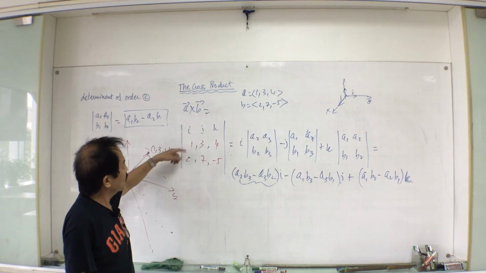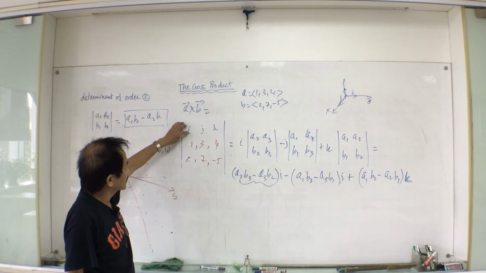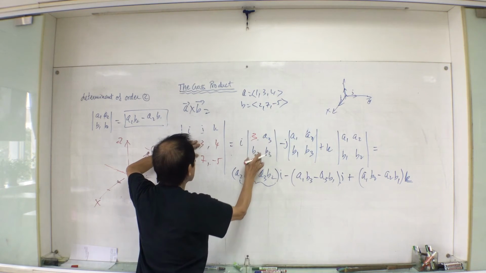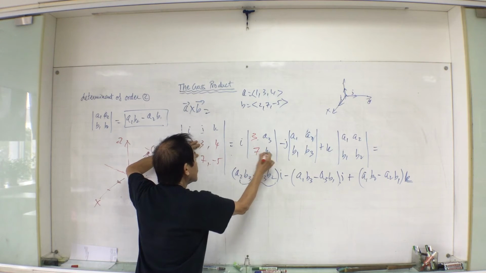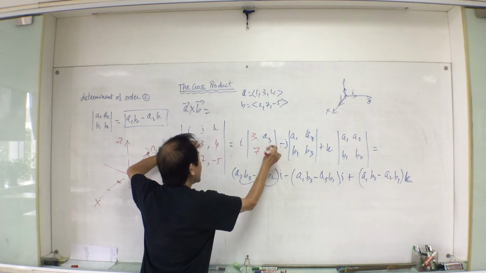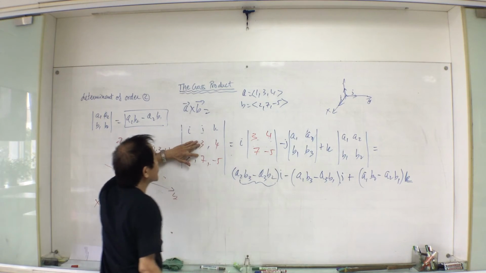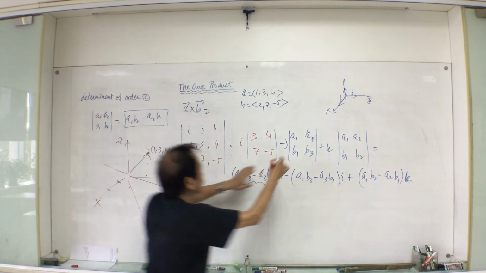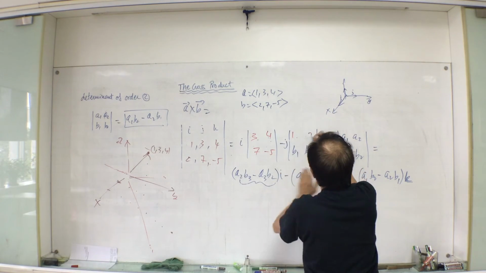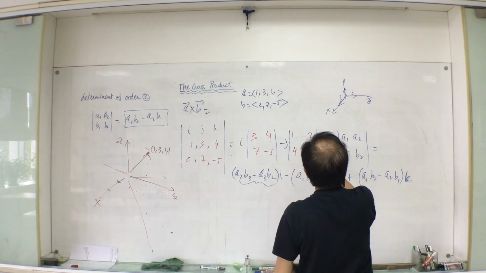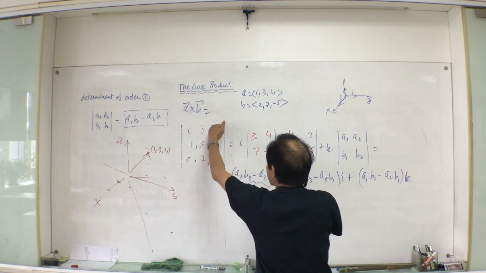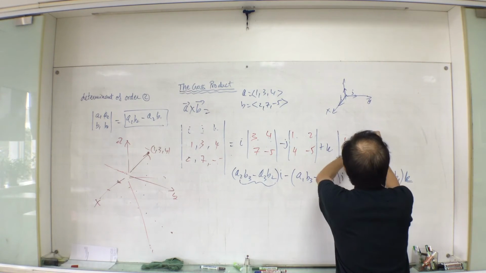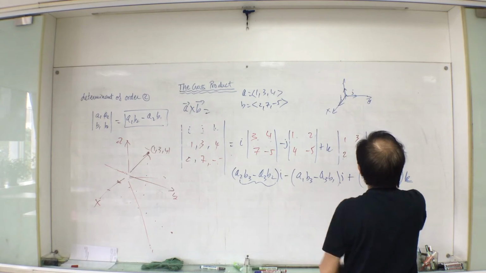So now, first of all, I cross them. Two vectors cross each other. I erase the I column. I have 3 and 7 here, and -5 and 4 here. Next, I eliminate the J column. I have 1, 2, 4, -5. Finally, for K, I get rid of this row and this row. I have 1, 3, 2, 7.